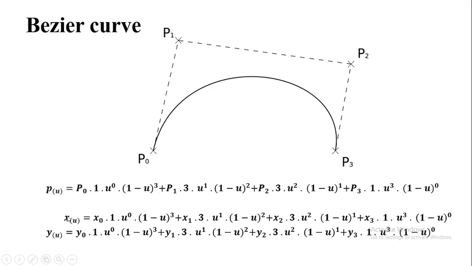The same equation we can write in terms of x and y. So instead of P(u) you can write x(u). P0 means x0, then P1 is x1, P2 is x2, P3 is x3. So similarly we can write for y. So this is the equation to calculate points on the curve for different control points. This equation is for two control points. The order is up to 3.